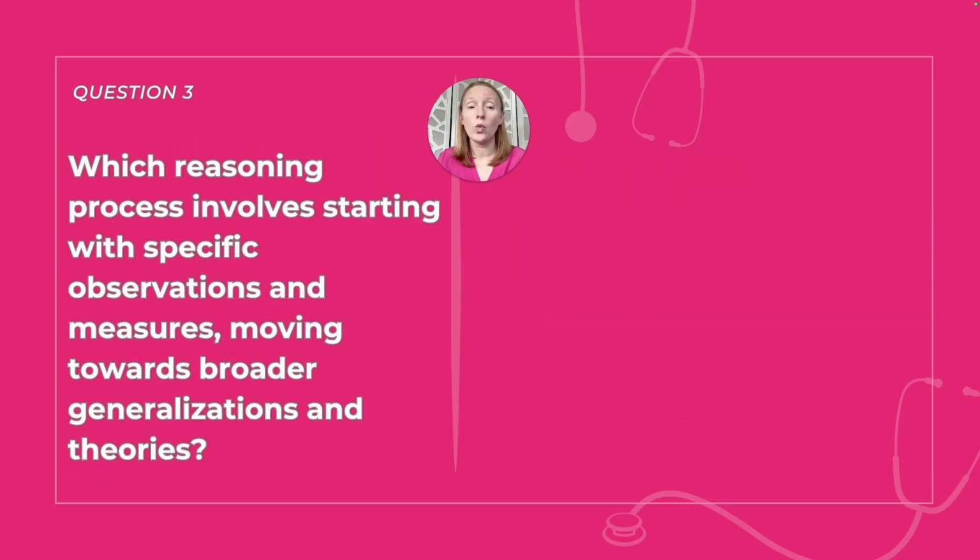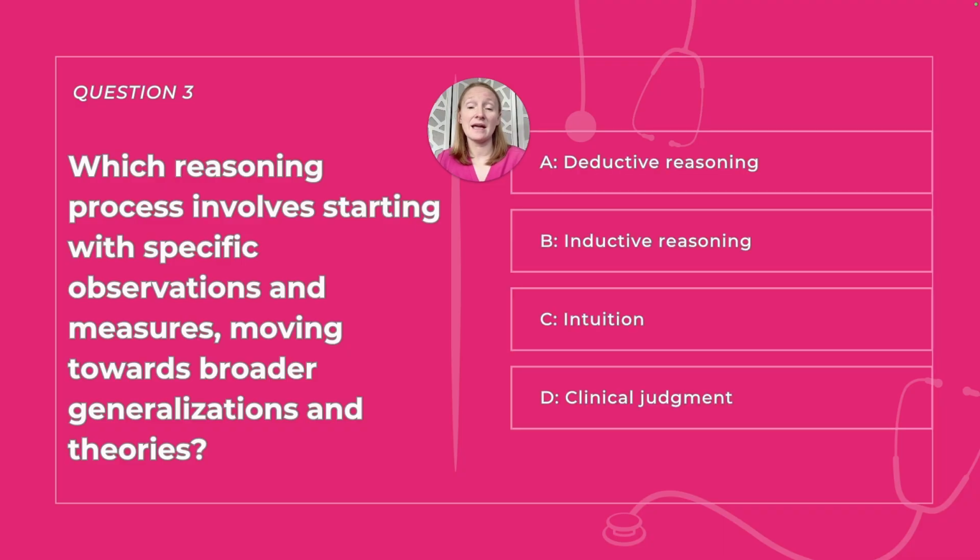Question 3. Which reasoning process involves starting with specific observations and measures, moving towards broader generalizations and theories? A. Deductive reasoning. B. Inductive reasoning. C. Intuition. Or D. Clinical judgment. Pause if you want to think about this before I give you the answer. The answer is B. Inductive reasoning. Let me explain how you can answer this question correctly on your own exam.